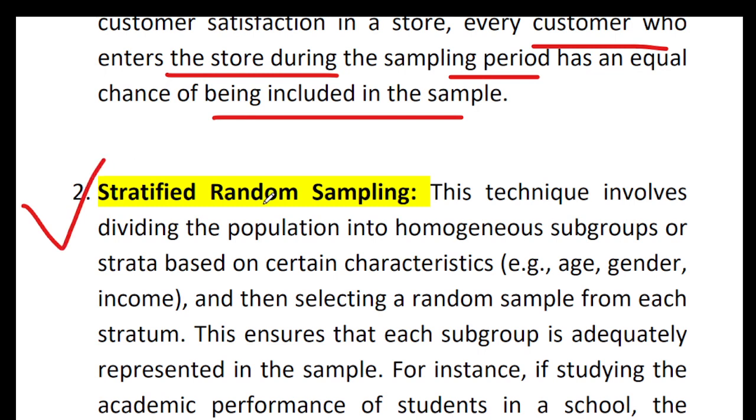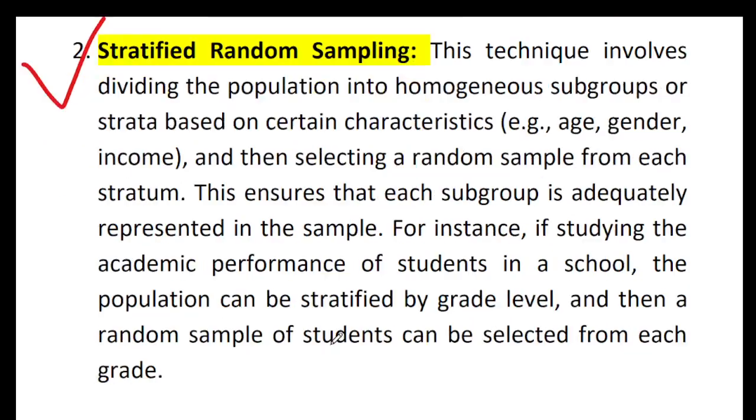Next is stratified random sampling. This technique involves dividing the population into homogeneous subgroups or strata based on certain characteristics, for example, age, gender, income, and then selecting a random sample from each stratum. This ensures that each subgroup is adequately represented in the sample.